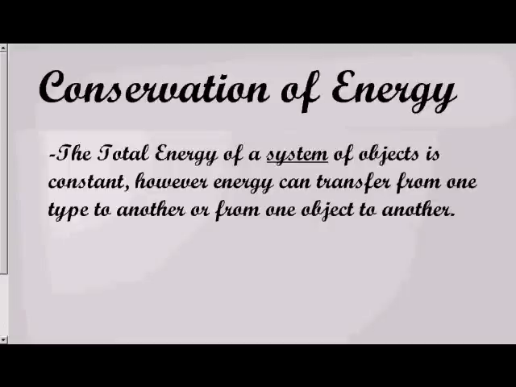This video discusses work and how it's related to energy. So to start off, we have to talk about conservation of energy. With conservation of energy, the total energy of a system of objects is constant. However, energy can transfer from one type to another or from object to object. So when work is done, we're really talking about one object applying a force on another, changing that object's energy. However, energy is still conserved because one object is giving energy to another object.